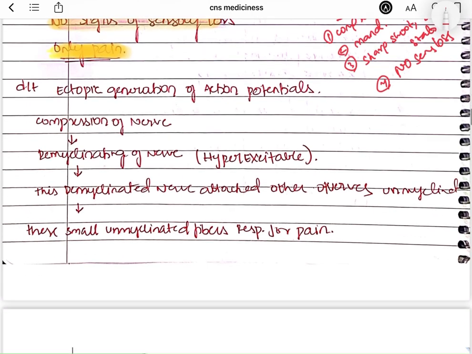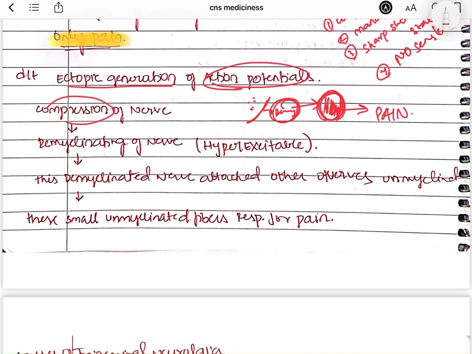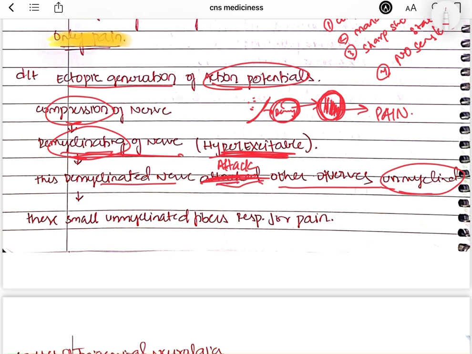Now coming to the mechanism, there will be ectopic generation of action potentials which will compress the underlying nerve, which will lead to demyelination of this nerve. Now this demyelinated nerve will go and attack the unmyelinated nerves, and the small unmyelinated nerves will be responsible for this pain. So that is the mechanism of trigeminal neuralgia: first, ectopic generation of action potentials compresses the nerve, leading to demyelination, hyperexcitability of the nerve. This demyelinated nerve will attack other unmyelinated nerves, which are responsible for the pain.